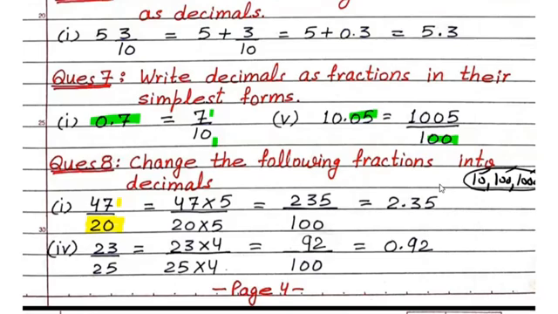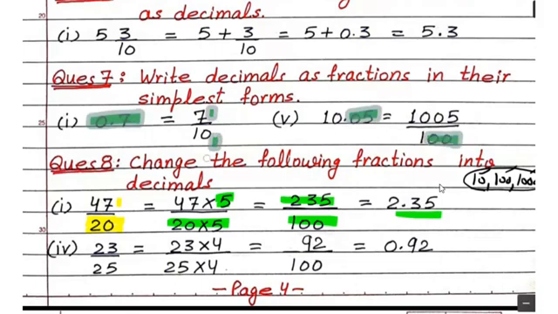So have a look now. 20 multiplied by 5. Now 5 2s are 10 and 5 20s are 100. Right? Now, since I'm multiplying my denominator with 5, I will multiply the numerator also with 5. So 47 multiplied by 5 is 235. Clear? So the answer is 2.35. I hope you all have understood this.